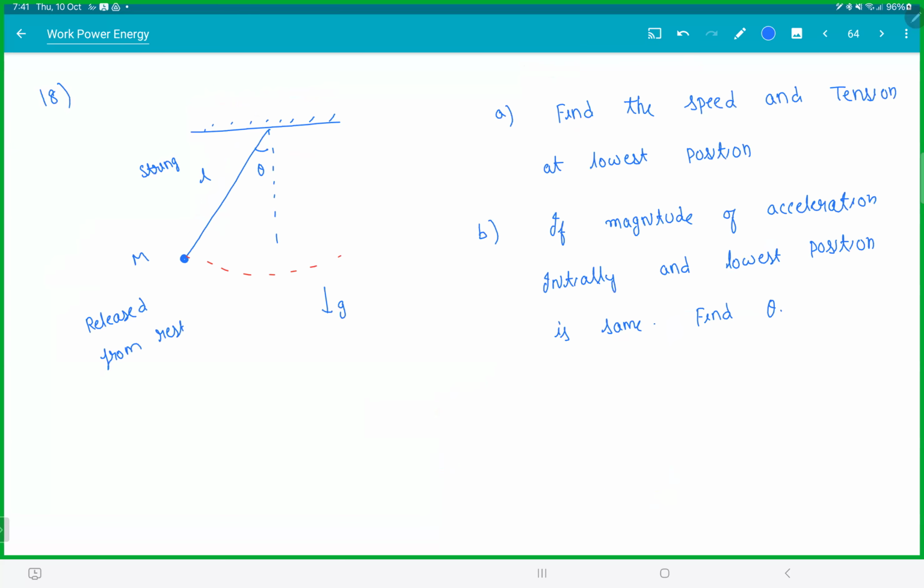Question still not over. The second one is a good one. If the magnitude of initial acceleration and the lowest position acceleration is same, then what must be theta?